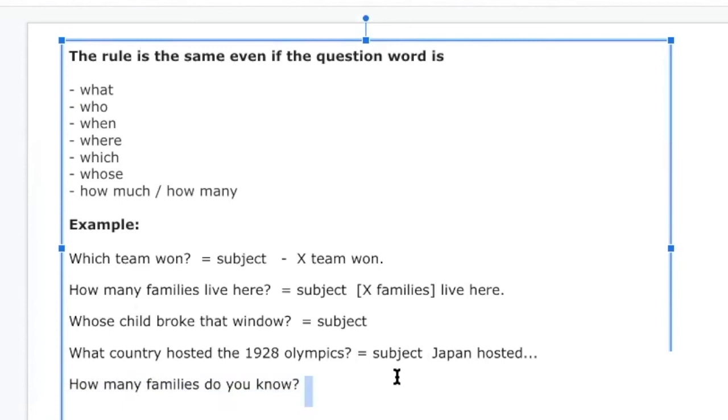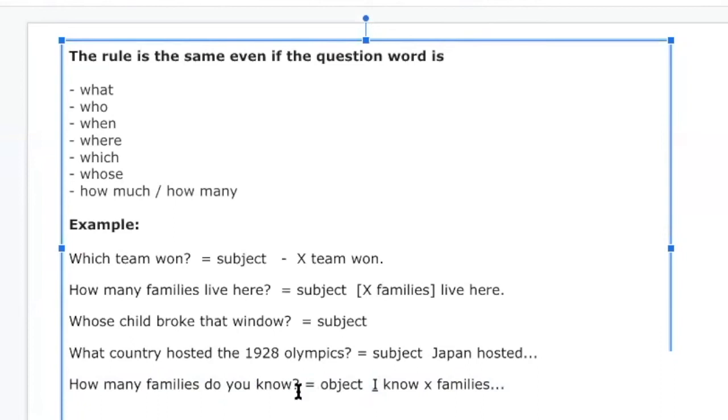Object. This is an object question. How do you know that? I know X family. Good. I know X families. So you have I as the subject here. It's a subject question. The last one is an object question.